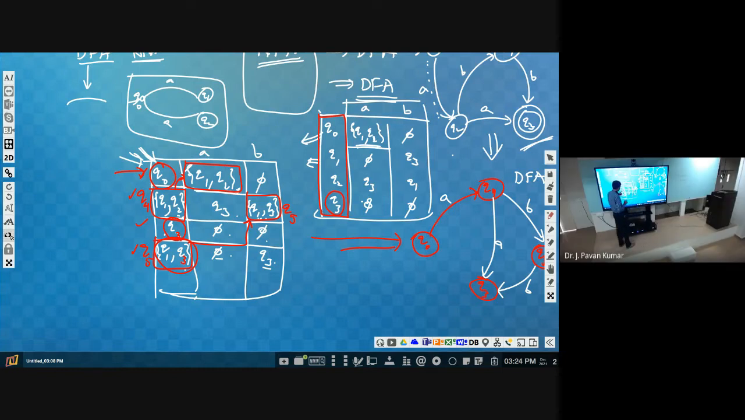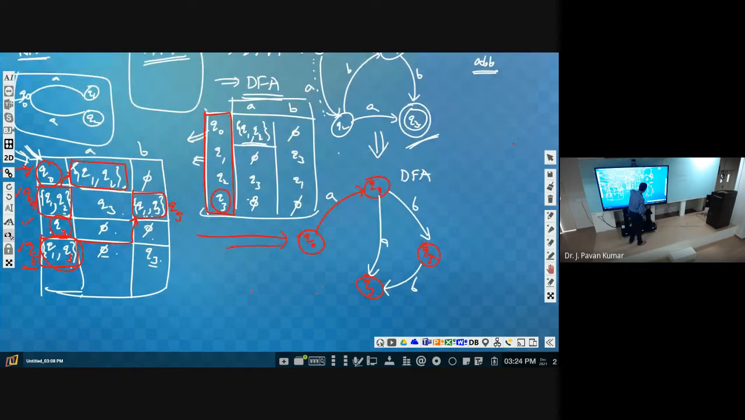So here Q3 and Q1, Q3 both are final states. That is nothing but Q3 and Q5 are the final states. So that only we will indicate here. Q3 and Q5 both are final states.